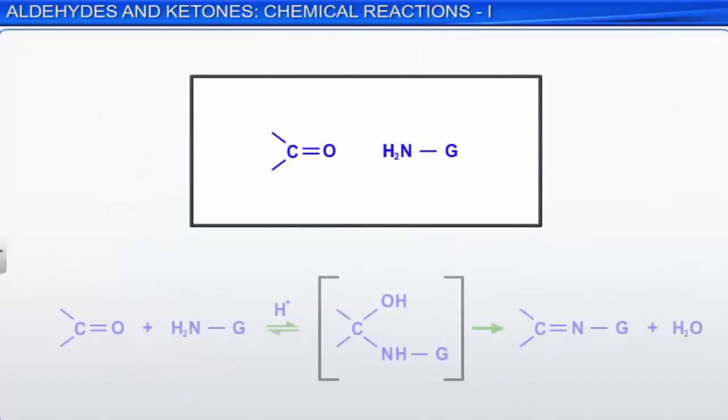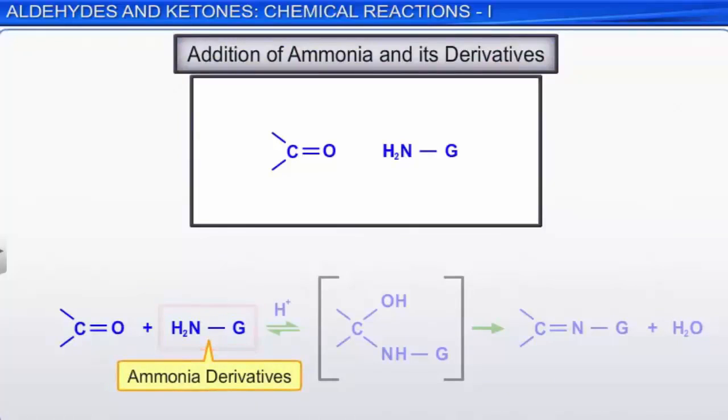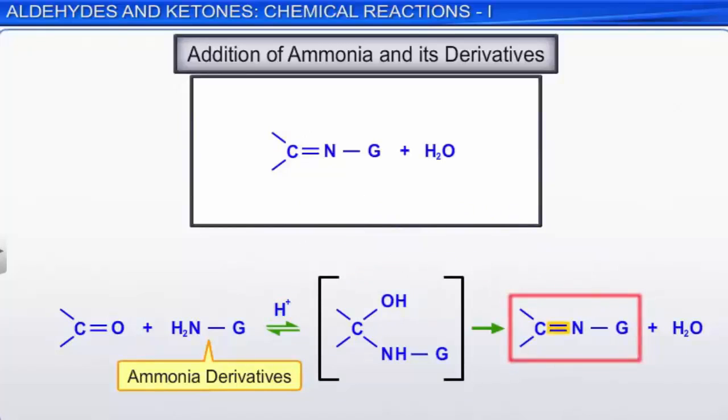Let's now look at the addition of ammonia and its derivatives. When nucleophiles such as ammonia and its derivatives, NH2G, are added to the carbonyl group in the presence of acid, they form compounds with carbon to nitrogen double bonds known as imines.